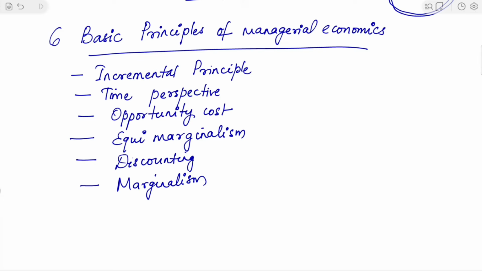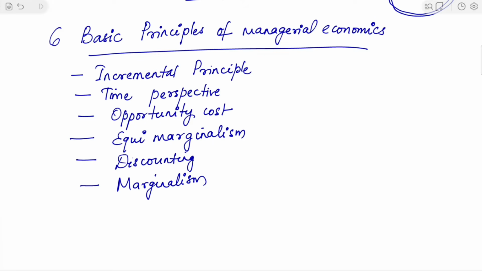So there are 6 basic principles of managerial economics. They are incremental principle, time perspective, opportunity cost, equimarginalism, discounting principle, and marginalism. Okay, we have equimarginalism, marginalism, discounting principle, opportunity cost, time perspective, and incremental principle.